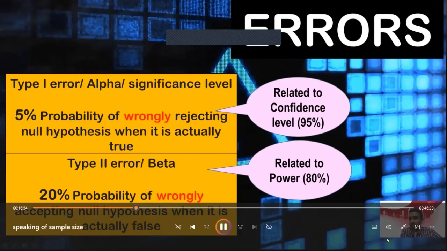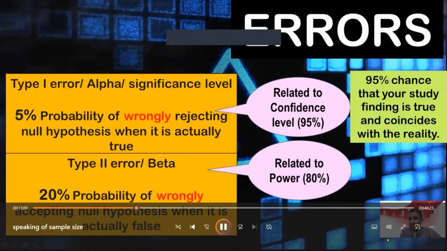It is related with the confidence level of 95%. If you are going to allow 5% error, it means 95% you are going to be sure. What does this confidence level indicate? A 95% chance that your study finding is true and coincides with the reality. Otherwise, I can say, if you do an experiment 100 times, 95 times you will be right, and 5% there are chances that you may be wrong. So this is the 95% confidence level.